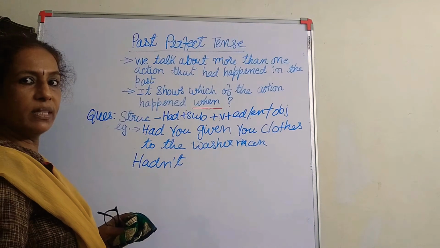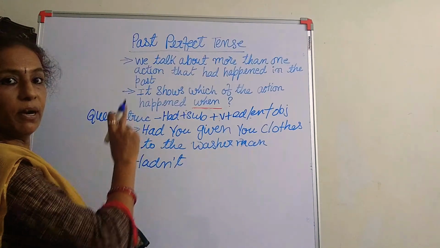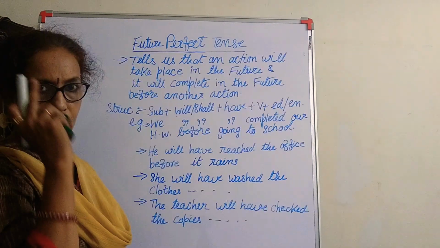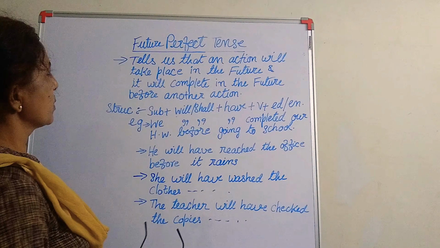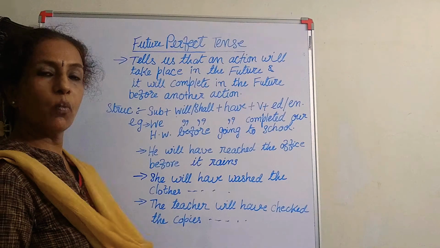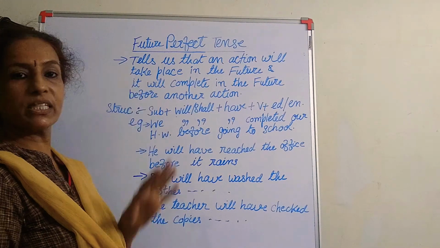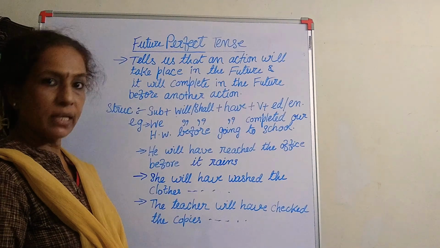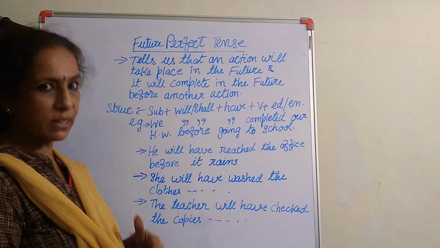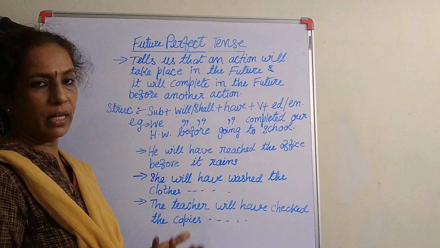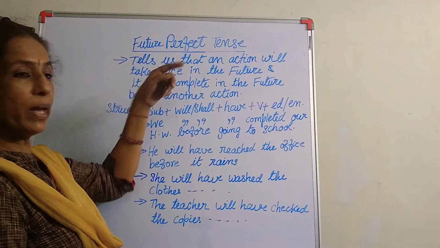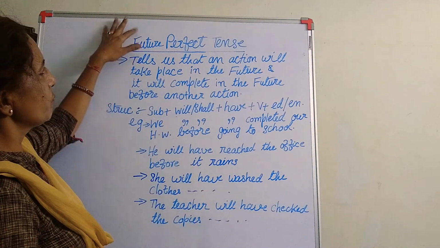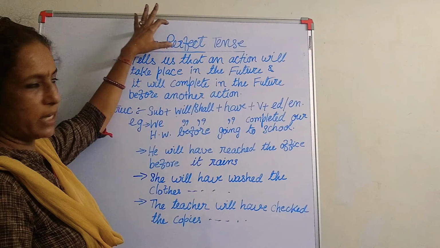Now we will go with future perfect tense. Now the future perfect tense. Future tense, you know what it is? It shows that the action has not taken place neither in the present nor in the past, but it is going to take place. That is, it will take place in the future. Now, this is simple future tense.